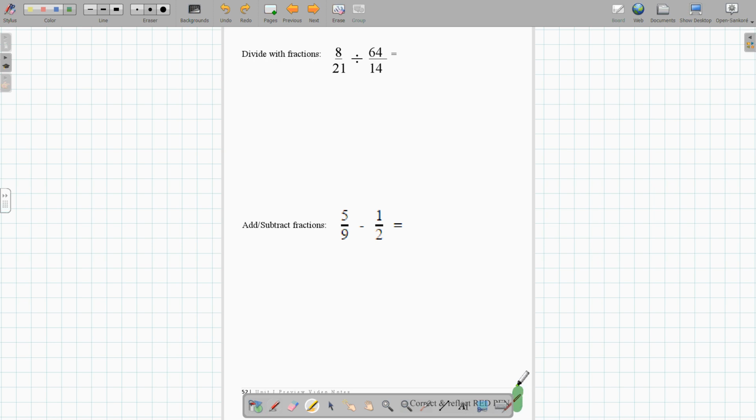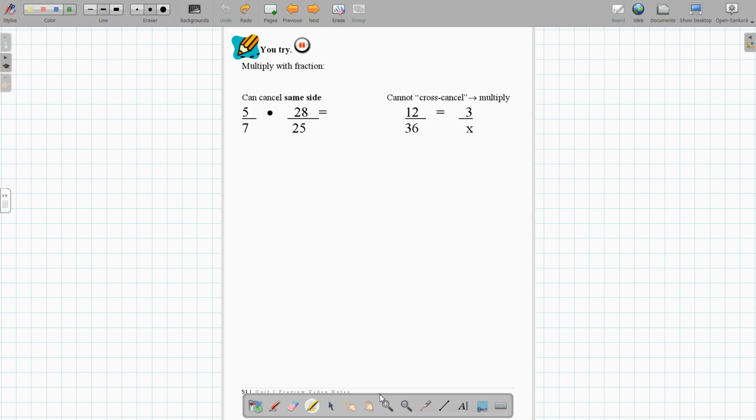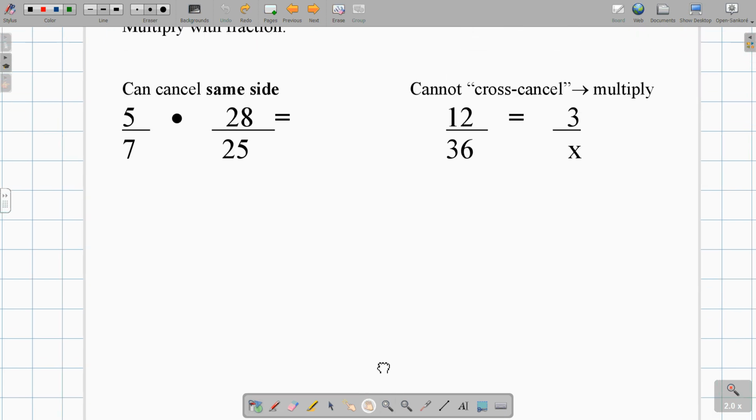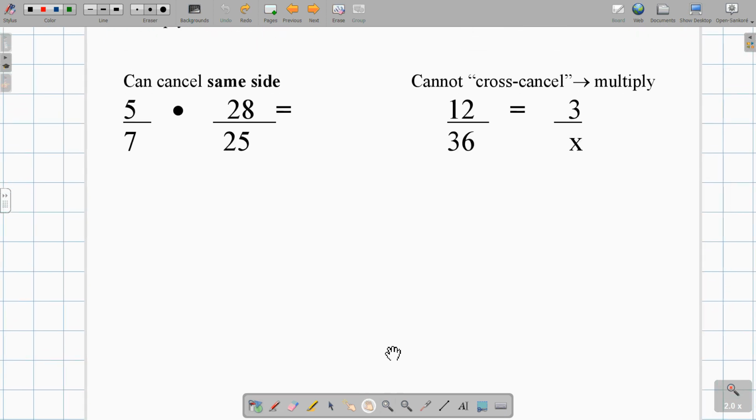All right, welcome back. Again, over here, we're on one side of the equal sign only, so we're going to cancel to our heart's content here. 5 goes into 25 5 times. 7 goes into 28 4 times. Nothing left to cancel. You should have gotten 4 over 5.